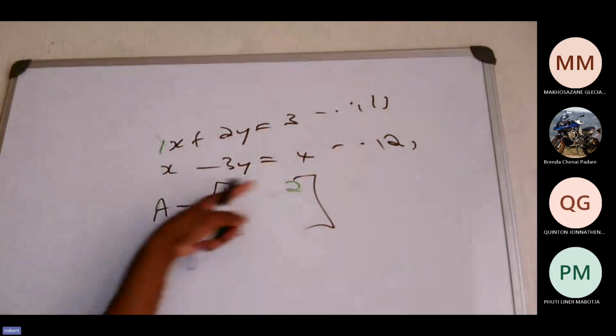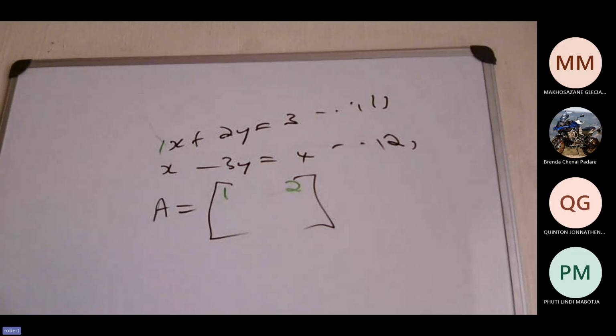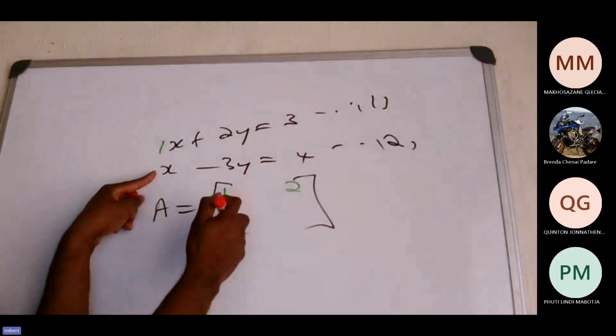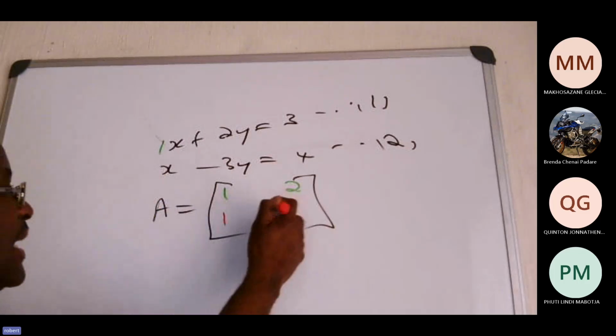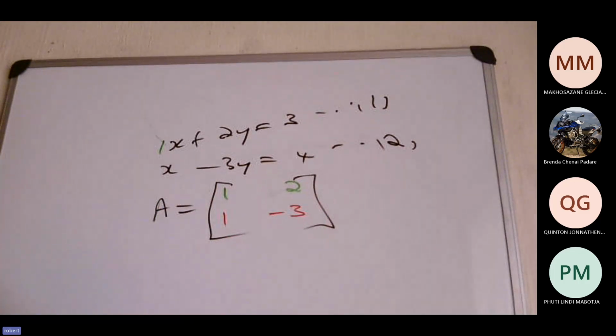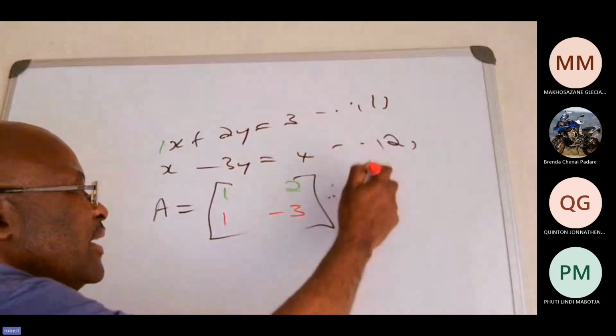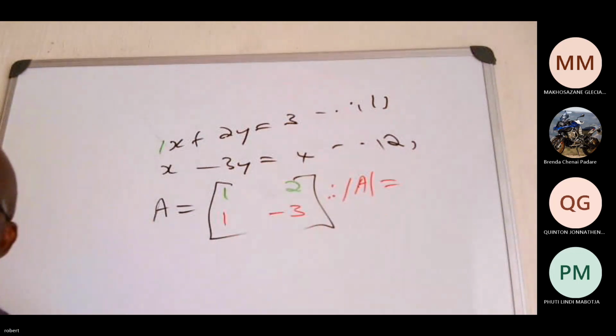These are the numerical coefficients of your equation number 1. Then from there, what about the numerical coefficient of equation number 2? That is 1 here, you write it here. Then minus 3 here, you write it here. Then this is what is called a coefficient matrix. Then from here, you must now find the determinant.